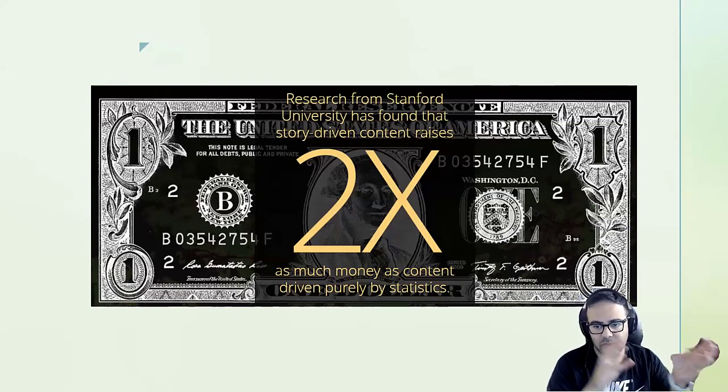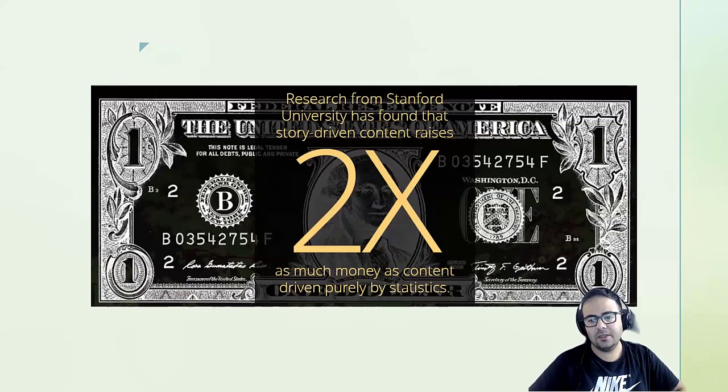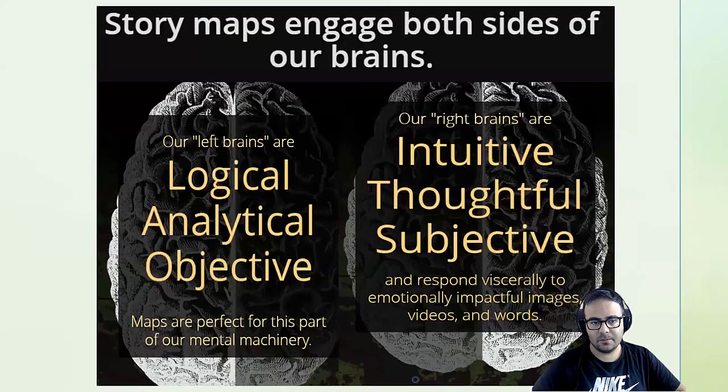So take the same exact content. One is in the form of story-driven content, and one is just facts based on the numbers. The story is going to create twice as much monetary result. For example, when we are seeking fundraising, that is very important. I'm thinking about the human brain.